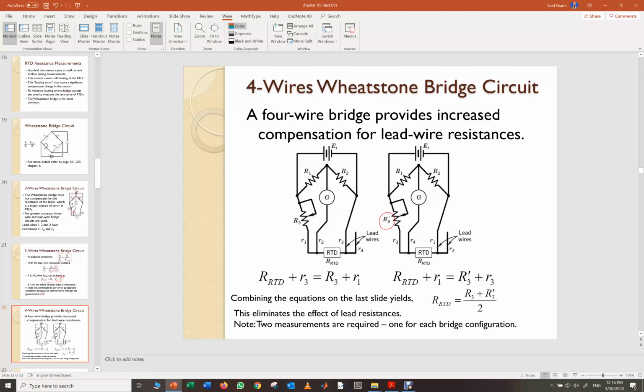Combining the equation on the last slide yields RTD is R3 plus R prime 3 over 2. This eliminates the effect of lead resistance. Note two measurements are required, one for each bridge configuration. So here we need two measurements to find R3 prime and R3, and we use them to get the value of RTD. So it will be the mean, R3 plus R prime 3 over 2. This is how to measure with the RTD.